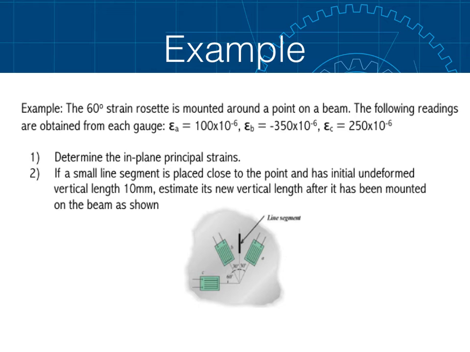The question asks us to determine the in-plane principal strains. After doing so, it asks us if a small line segment is placed close to the point and has initial undeformed vertical length 10 millimeters, estimate its new vertical length after it has been mounted on the beam as shown. Let's get to solving this.